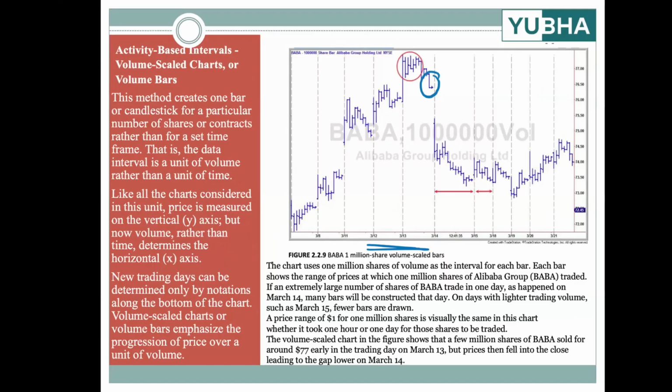on a single bar. The difference here is that it calculates one bar or one candlestick for a certain number of shares, and you can change the number of shares that you want to take into account. So for Alibaba, which trades a lot, in a day it might be trading about 10 million shares, so you'd have 10 bars.